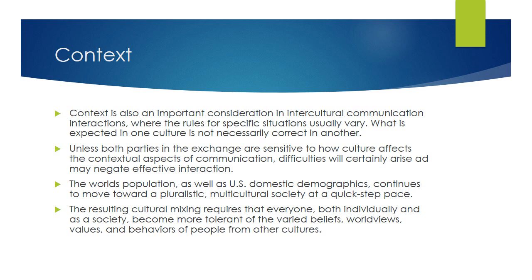The world population, as well as the U.S. domestic demographics, continues to move toward a pluralistic, multicultural society at a quick-step pace. So what does that mean? That means that you are seeing different cultures intermarrying and having children, different cultures working together, different cultures interacting in various settings. For example, I know a lot of guys and girls who play video games online, and they interact with people from all over the world. And again, this is something that was not possible more than 20 years ago.